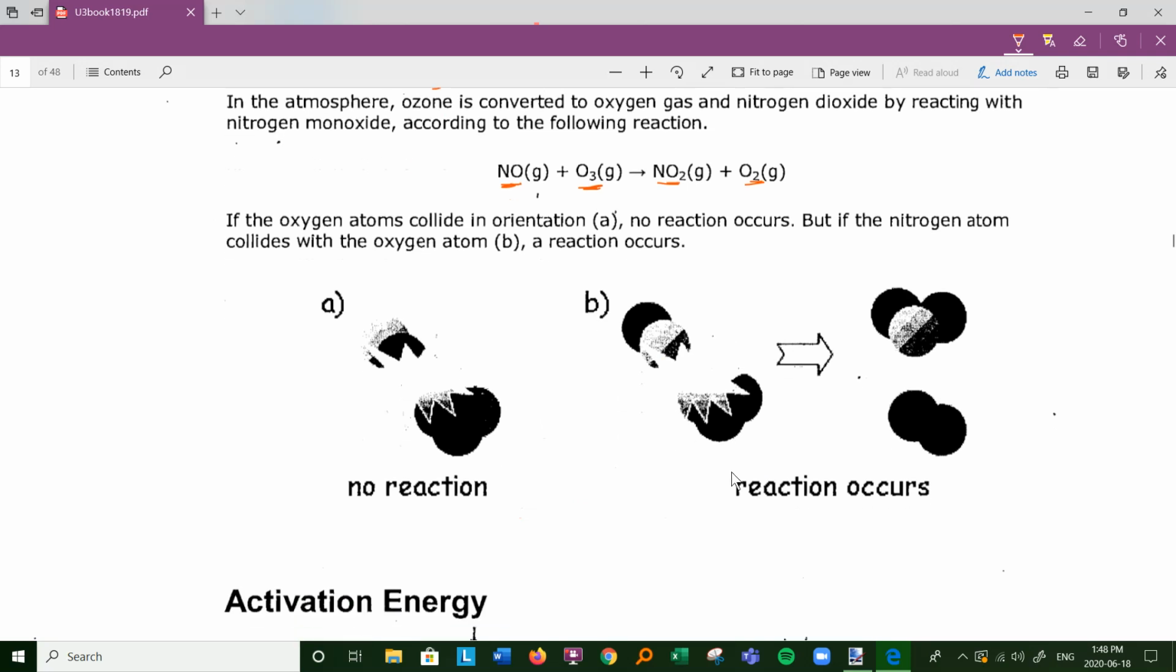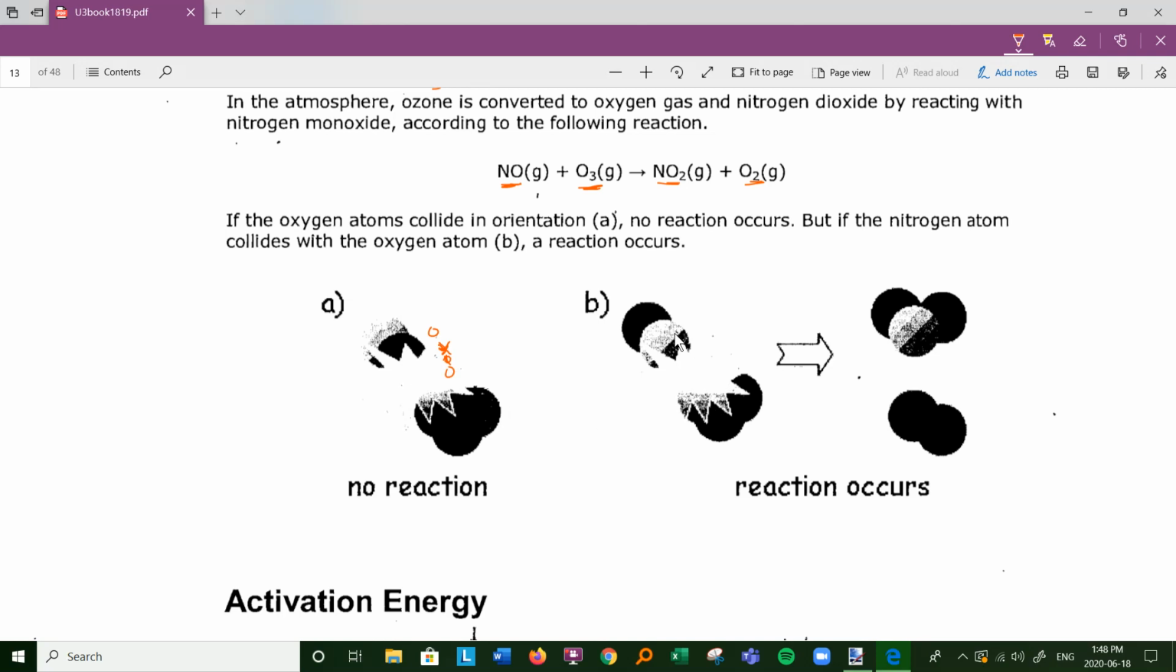So here we have oxygen and oxygen hitting each other. So this is an O and this is an O, and they hit each other, bang bang, they don't cause transfers of atoms, you don't get bond breaking or bond forming, they just bounce back. That's over here, so no reaction happens.